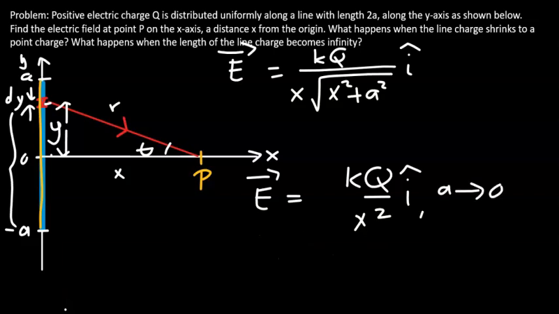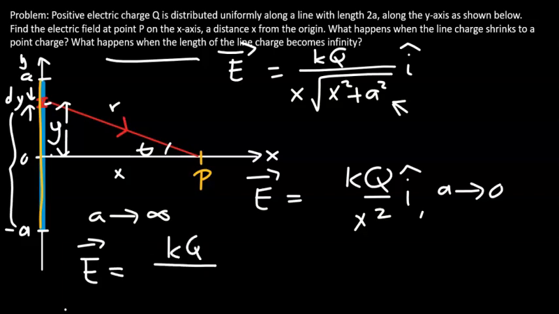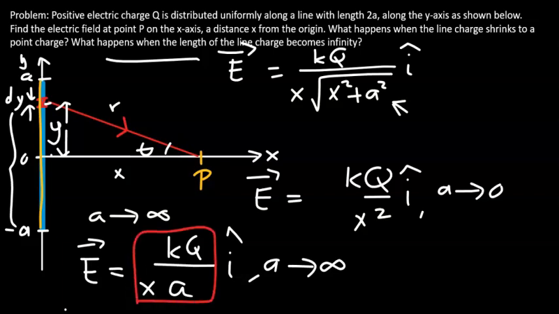Next, let's see what happens when the line charge becomes of infinite length. That means a goes to infinity. When a is much larger than x, then the electric field will simply become kq over x times a, i hat. So what happens here? The field magnitude depends only on the distance of that point P from the line charge, namely that distance is x.